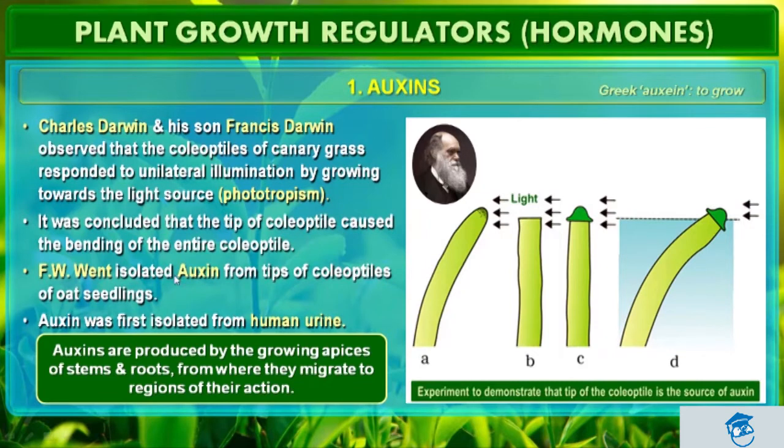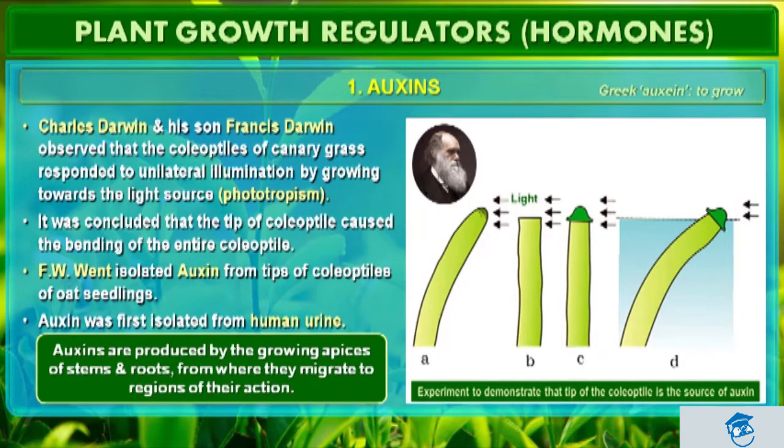F.W. Went isolated auxin, which is a plant hormone, from the tip of the coleoptile. See, this is the tip of the coleoptile, this green, okay? And F.W. Went was a scientist, and he isolated auxin from the tip of the coleoptile of oat seedling.